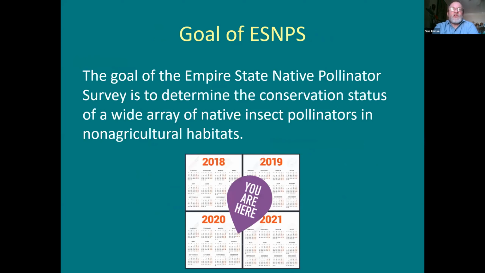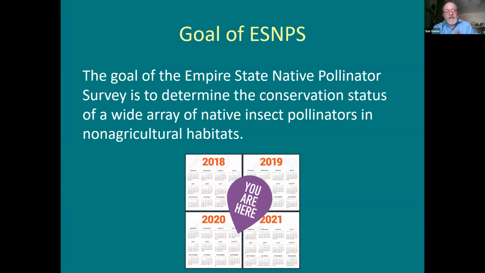We came up first with a goal statement, just to make sure that we were all on the same page of what we were trying to achieve with a native pollinator survey, because the direction from the state was rather broad and vague. They said, survey pollinators. And we said, ooh, okay, what pollinators? And how should we survey them? And where? And over what time frame?